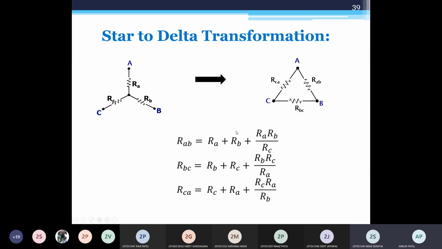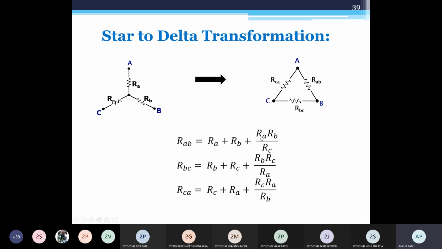You have to remember these equations while applying them to the circuits. When we are converting star to delta, you will have this type of equations, and according to the values given, you need to substitute and get those resistance values.